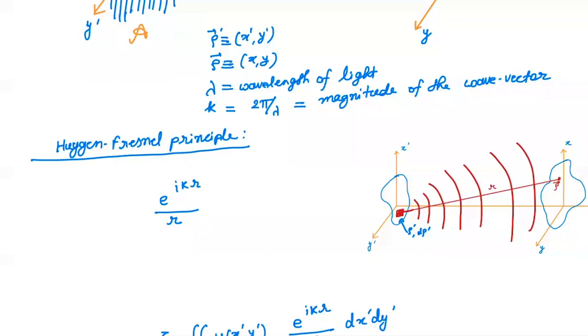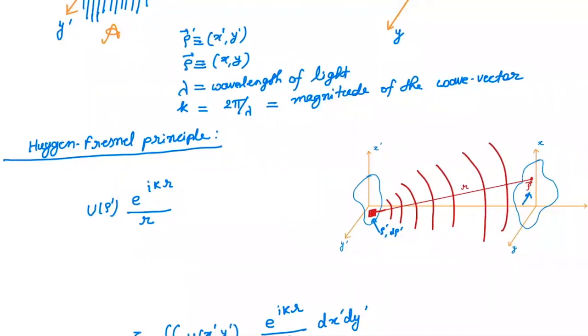Fine. Now let's say instead of this being a unit point source, it has some amplitude, and let's call it u of rho prime. Then the amplitude at rho will be this quantity. So for a unit point source at rho prime, this is the contribution. For the amplitude at rho prime being u rho prime, this is the contribution.